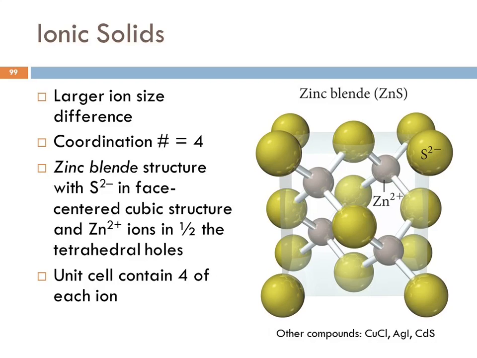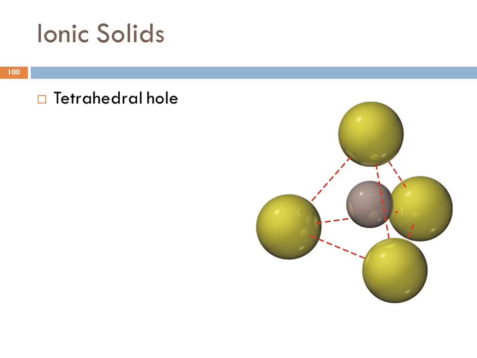When we have a much larger ion size difference, we may end up with a face-centered cubic. So here we've got the sulfide, and the zinc ions are sitting in the holes in between the sulfide ions. And again, here each unit cell has 4 of each ion.